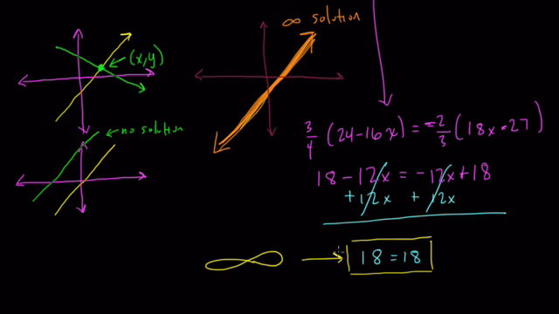It means no matter what you do, you're always going to get what's called a true result here, where in this case 18 equals 18. So no matter what you plug in, these two things will be equal. And the only way that can happen is if they're really the same line, right? And they're collinear. And they are, because 3/4 of 24 and 3/4 of negative 16x is equivalent to taking negative 2/3 of 18x and negative 2/3 of negative 27. And so here we get something that's always true. Alright, hope that helped.